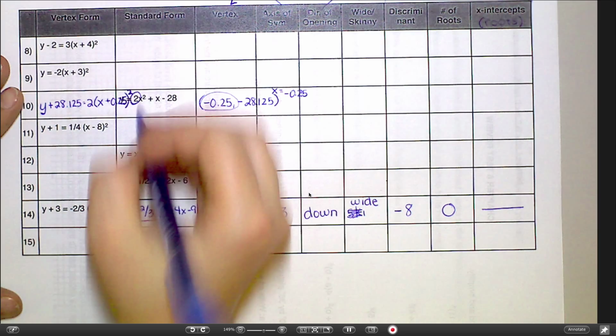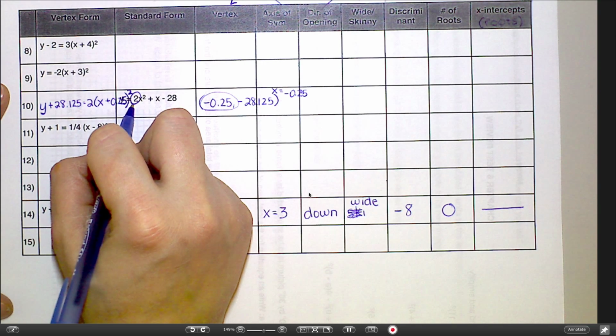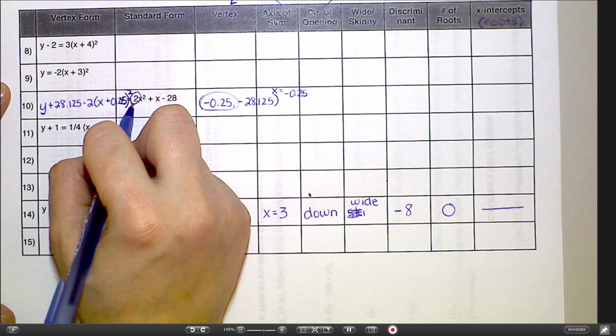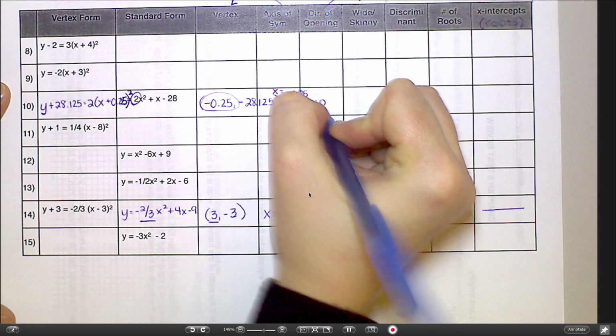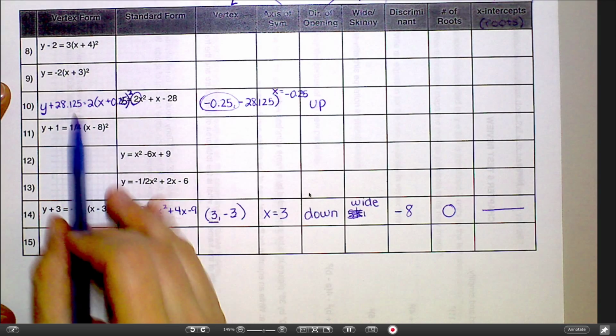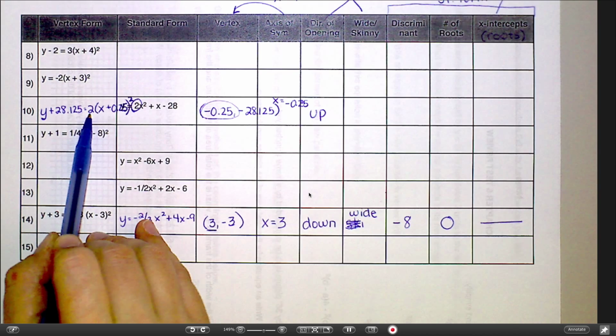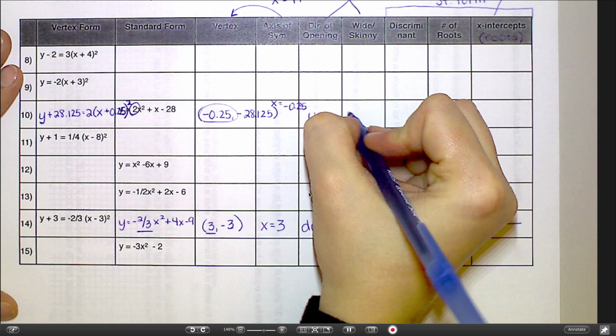Okay, direction of opening. Look at that a value. A value of 2. What does that tell you about how it opens? Opens up because it's positive. Wide or skinny? Skinny. That means this is growing twice as fast as a normal parabola. If you're growing upward twice as fast, it's going to make you look a lot skinnier.